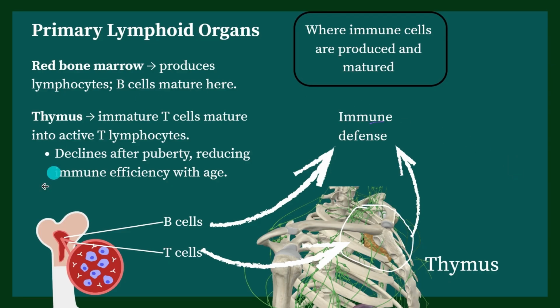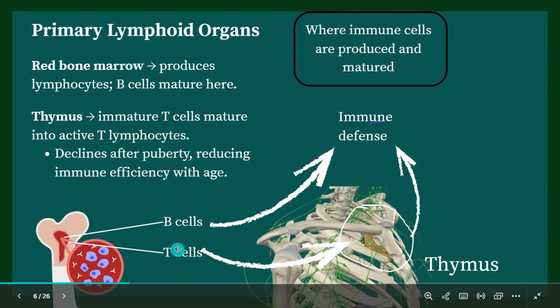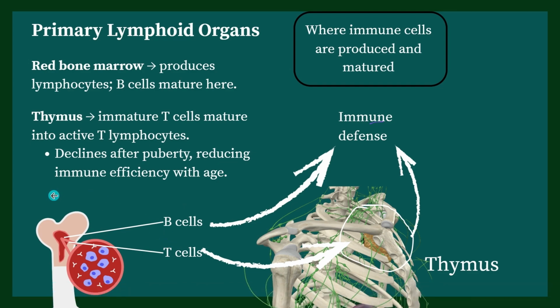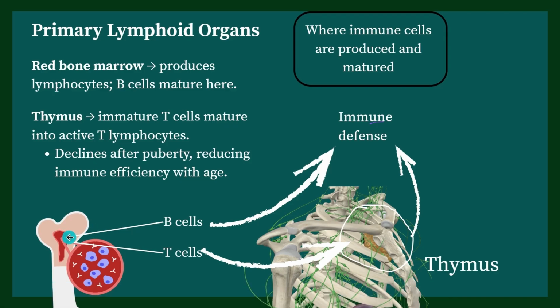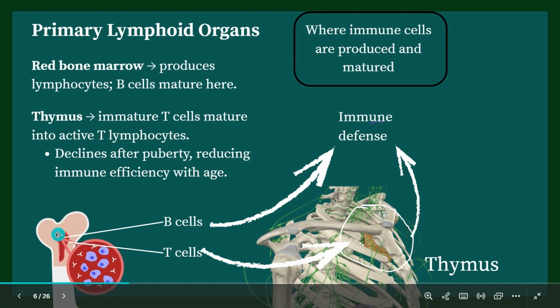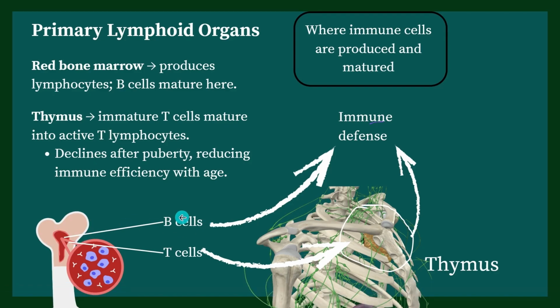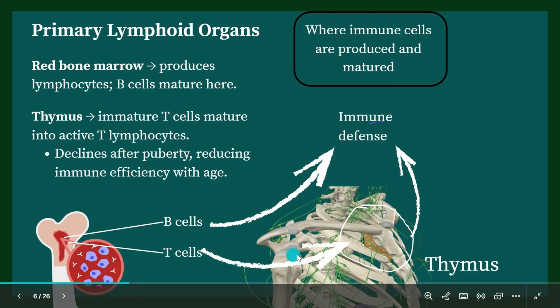Okay, primary lymphoid organs that we need to know. The red bone marrow is what develops our B cells and T cells. Actually, it develops all of our white blood cells, all of our lymphocytes. And then the thymus is also part of that primary defense. The B cells are produced in the red bone marrow, and they just go out and provide defense. But the T cells need to go through the thymus first for further maturing, and then they can go out and provide defense. So now you know.